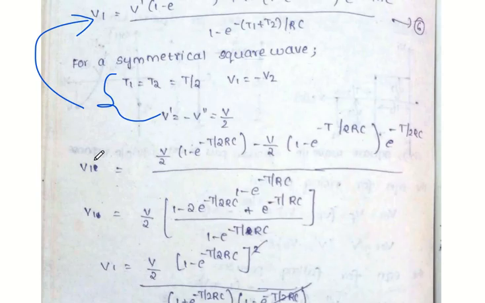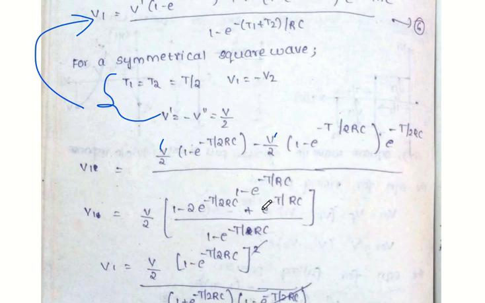Now, in the numerator, there is a V by 2 term. V by 2 value is common in both the terms. Take V by 2 as common. Write the remaining equation by multiplying the numerator, we can get this. That is 1 minus e power minus T by 2 RC, plus e power minus T by 2 RC, whole by 1 minus e power minus T by 2 RC.